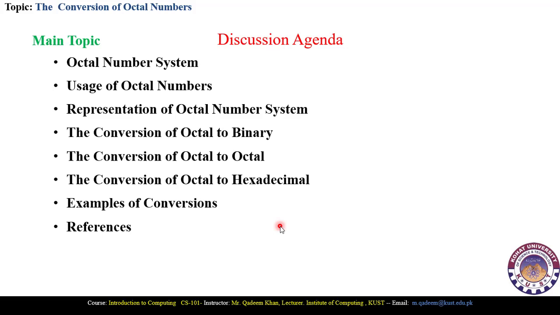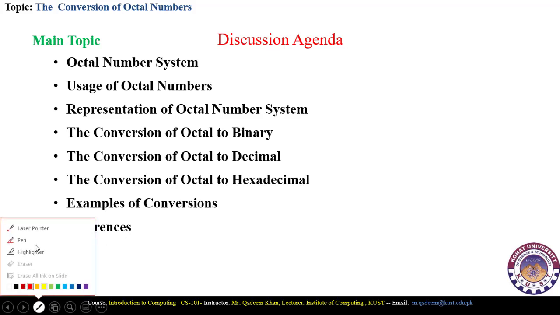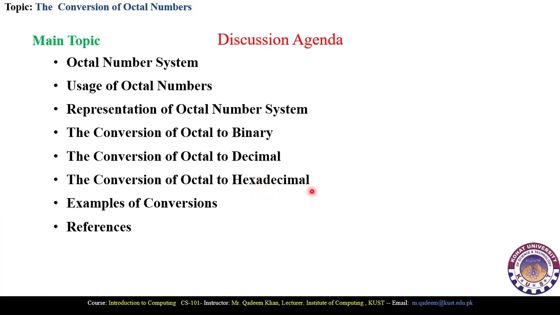This is the discussion agenda. It contains the topics of octal number system. So first we will explain what is the octal number system. Then we will explain the application or usages of the octal number system. And then how we can represent the octal number system mathematically or diagrammatically. Then we have the conversion of octal to the binary number system, then the conversion of octal to the decimal number system, and then the conversion of octal to the hexadecimal number system.